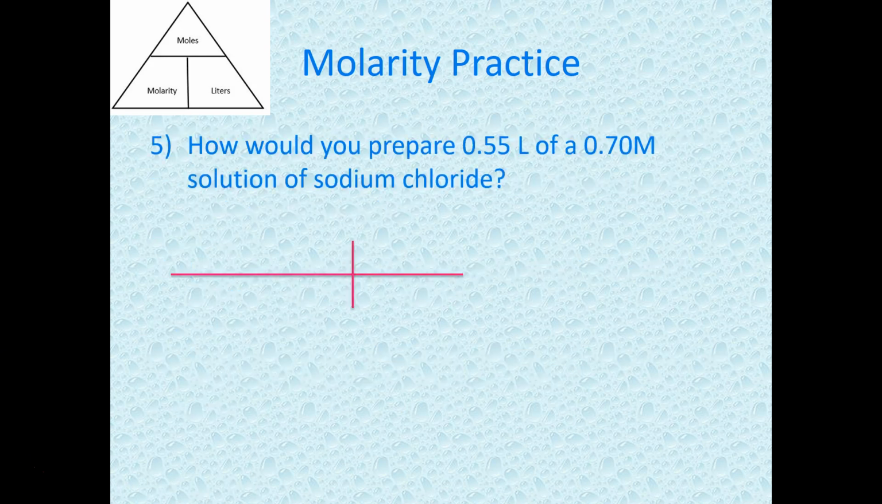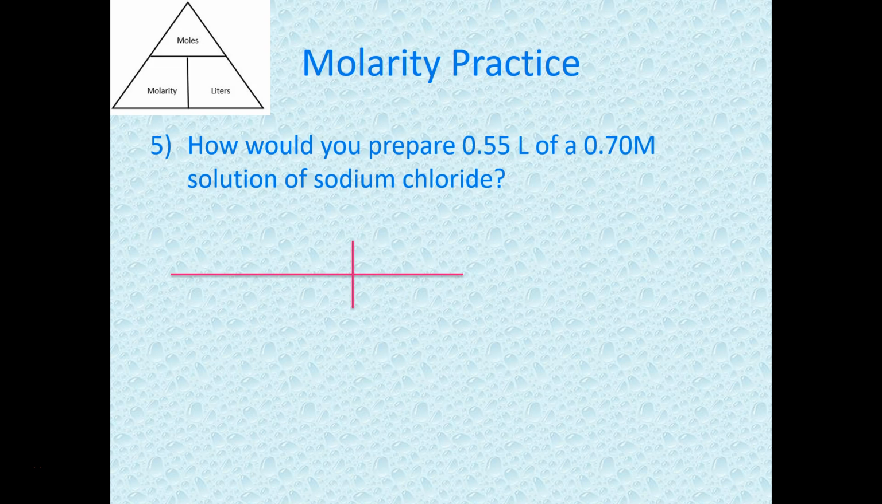So there's another type of molarity problem you could be asked about, and let's try one together. You are asked, how would you prepare 0.55 liters of a 0.7 molar solution of sodium chloride? So you're being asked essentially, what would you need to do to make this solution?